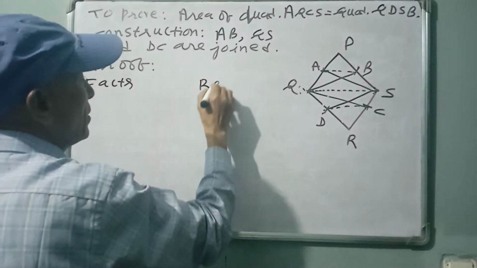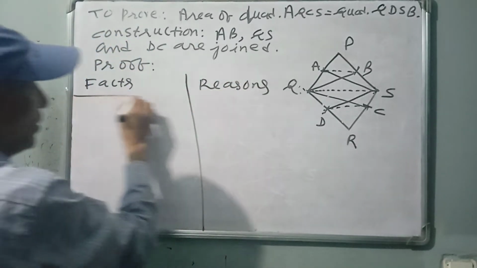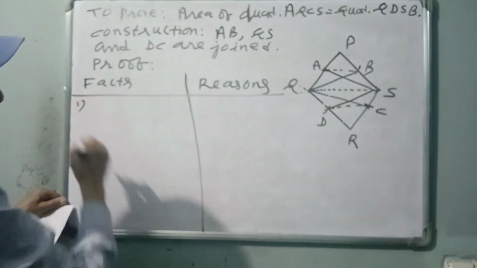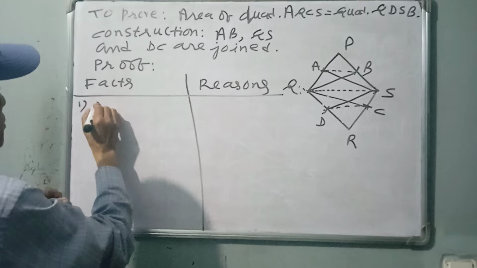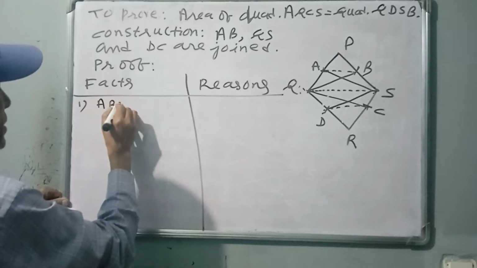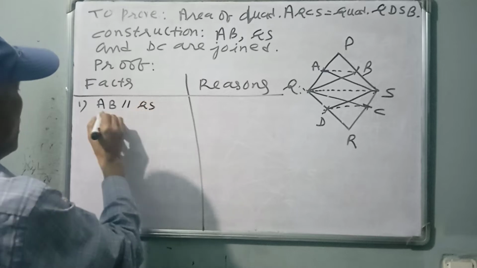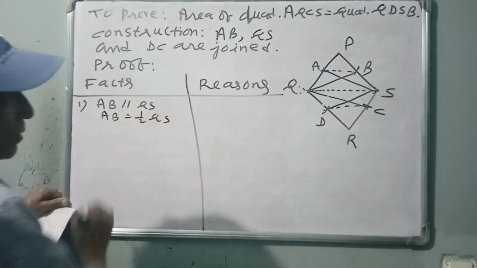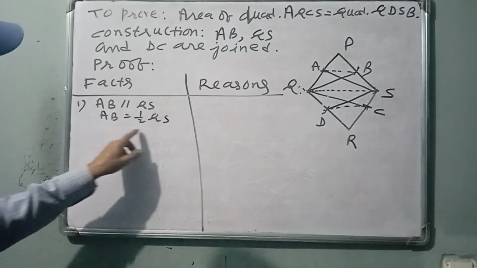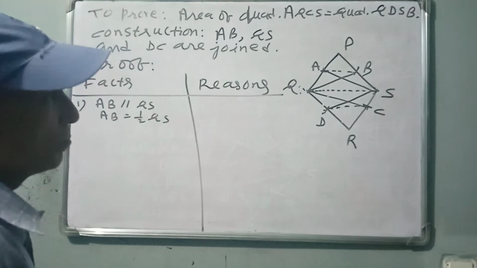Facts and reasons. Fact number 1. Directly using the midpoint theorem, you can prove that AB is parallel to QS and AB is half of QS. Or it is not necessary to show half of QS because AB and CD are equal.